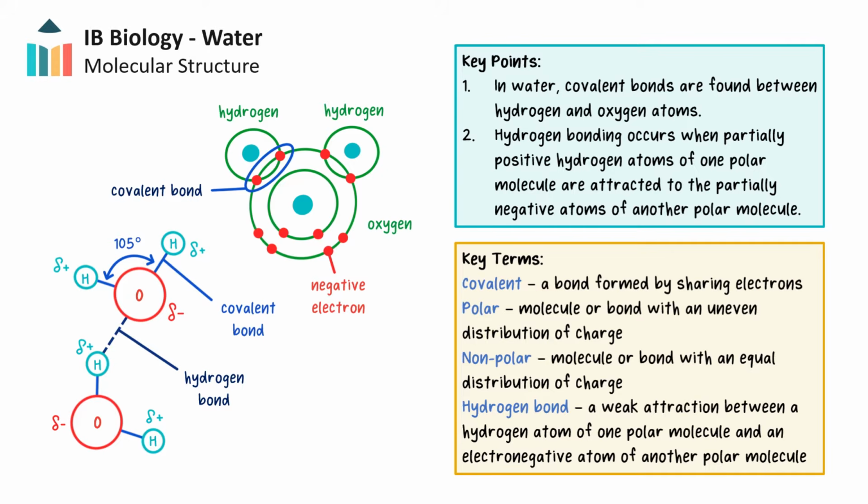To understand why water is such an important molecule for life, we first need to understand its molecular structure. A water molecule is composed of two hydrogen atoms, each covalently bonded to the oxygen atom. A covalent bond is a type of bond formed when atoms share electrons. Here, the oxygen and hydrogens share their electrons within the molecule. Because oxygen is more electronegative than hydrogen, oxygen pulls the shared electrons in these covalent bonds closer to itself.